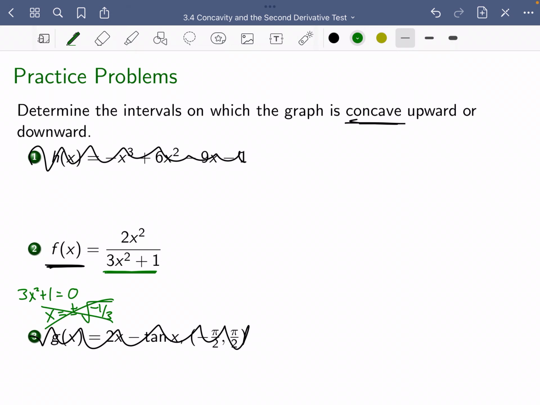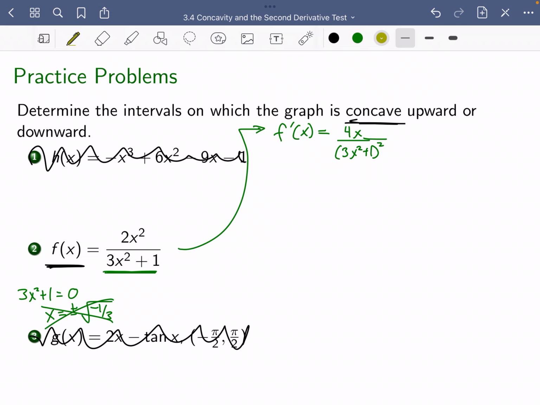What else do we need to do then? Well, now we need to also take our first derivative and then take our second derivative. So our first derivative, if you do the quotient rule there, low d high minus high d low, square the bottom, and away we go. If we take our derivative there, we will get 4x over 3x squared plus 1, squared. That is our first derivative after you clean it up and all that mess.